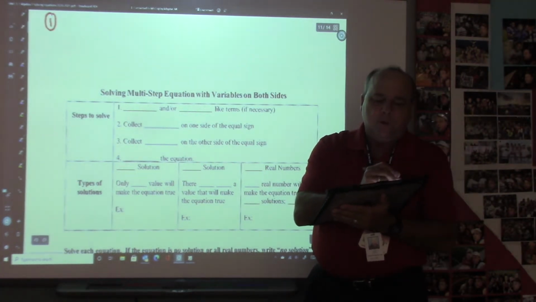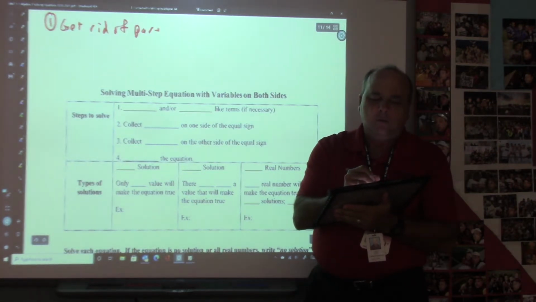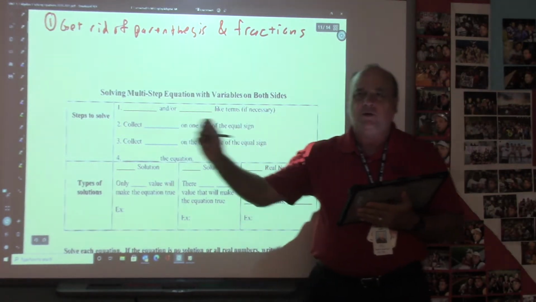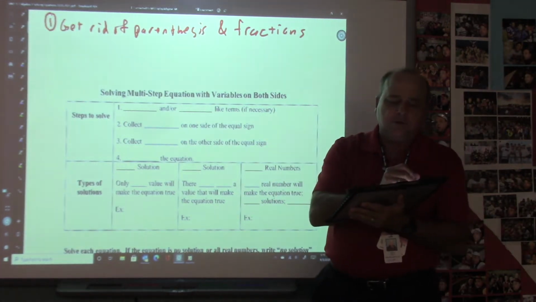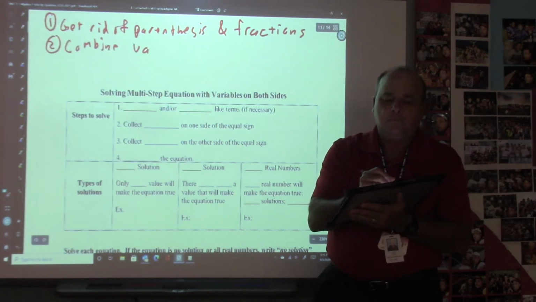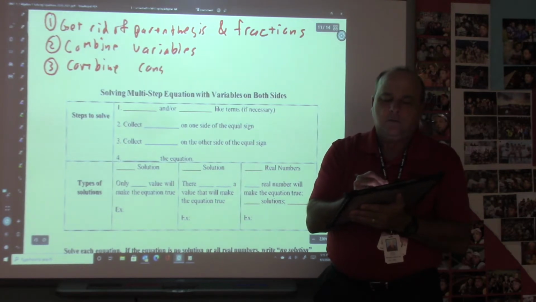So the first step, remember, is to get rid of parentheses and fractions. So we want to get rid of all the parentheses and fractions. Then we'll just have letters and numbers. Step 2 is to combine the variables, which are your letters. Step 3 is to combine the constants. And lastly, step 4, you're going to divide the coefficient. Last step you do is divide.